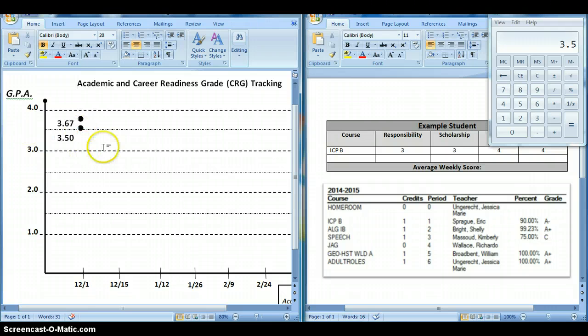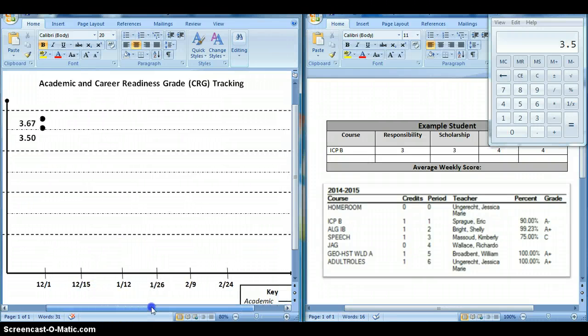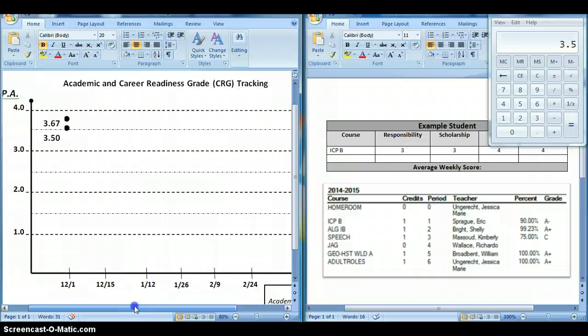So this is the process. Again, you're going to do this for every one of your classes. It's really important that you do this for all 5 of your classes so you can see where your progress is. Today, we're not going to draw any of our dotted or solid lines because it's the first day that we're tracking. You'll notice down here, these are the dates that we'll be tracking our career readiness grade and our academic GPA, just so you have that for the future.